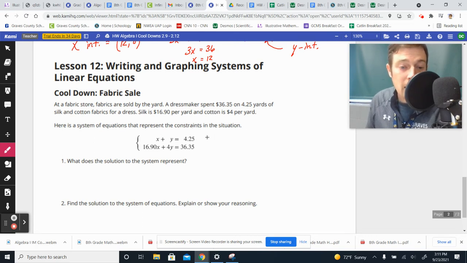So you get to kind of bypass the tough part. You didn't have to write your own equations here. They did it for you. Okay, X is representing, it looks like, silk, and Y is representing the other fabric, which is cotton.